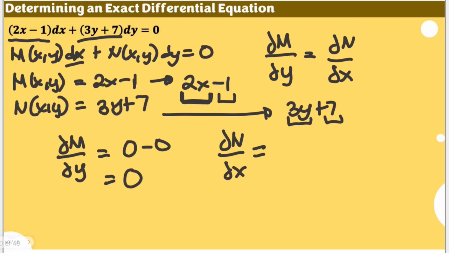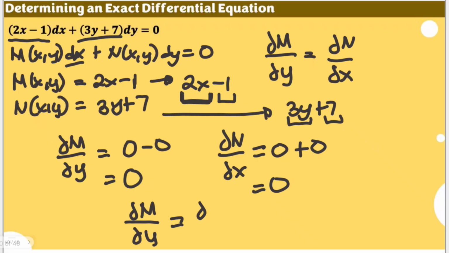This means that this is also 0 plus 0, and the first partial derivative of N with respect to x is also 0. With this, we have established that the partial derivative of M with respect to y is equal to the partial derivative of N with respect to x, and they are both equal to 0. Okay? Please don't be confused with that.